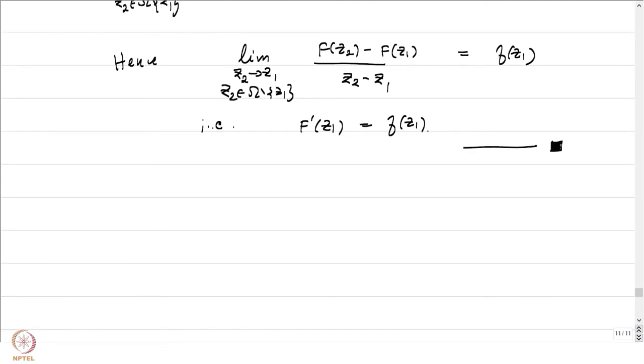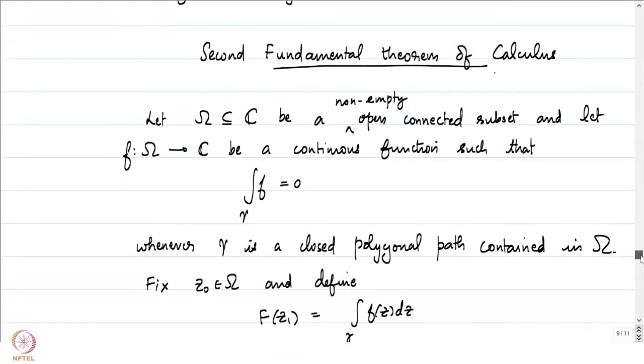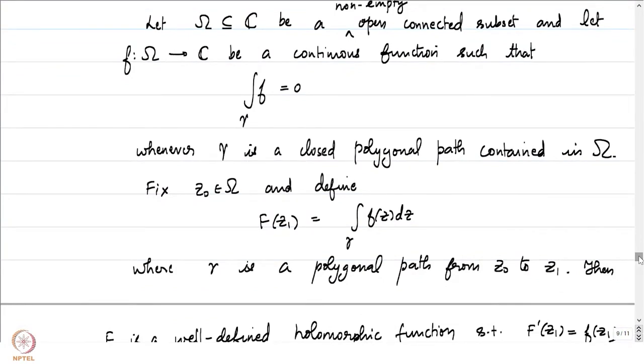Let us go back to the statement once more and notice what was the restriction that we have put. We have put one hypothesis here. This is the only hypothesis that has been put on the function f, that the integral of f over gamma is 0 whenever gamma is a closed polygonal path. Sometimes this condition is also referred to as demanding that f is conservative. I think the origins are from physics.